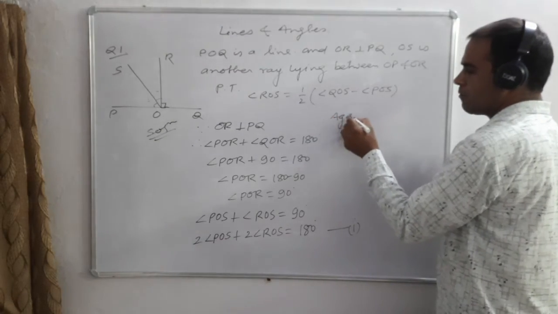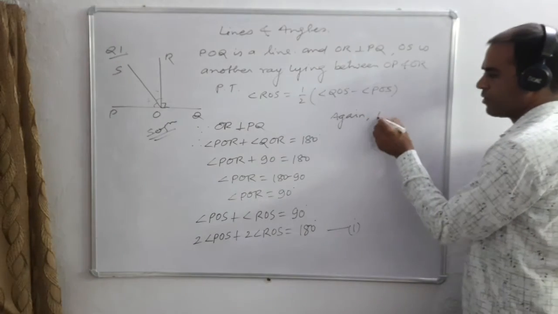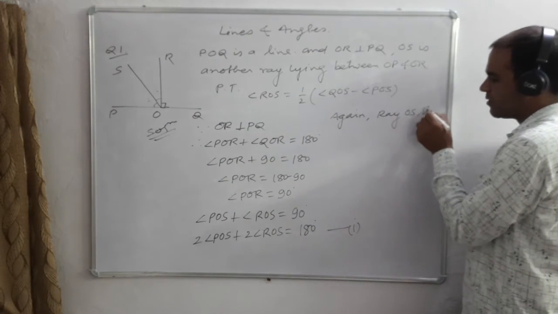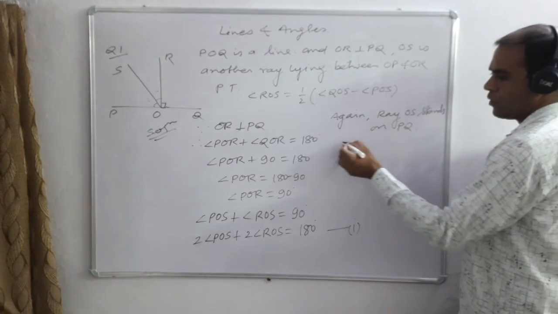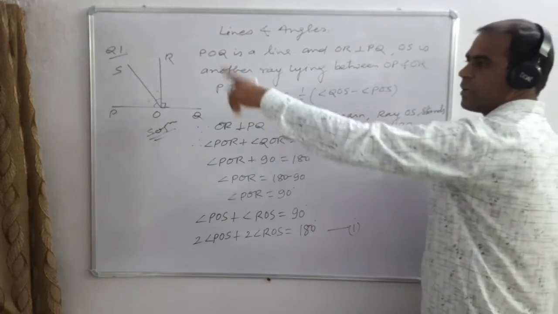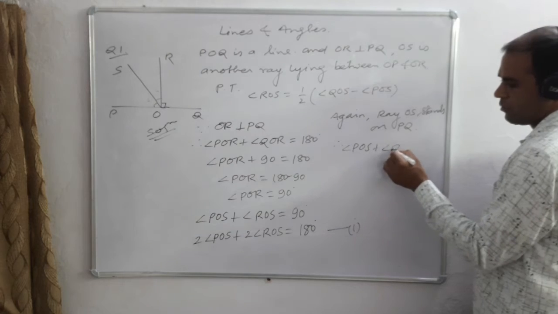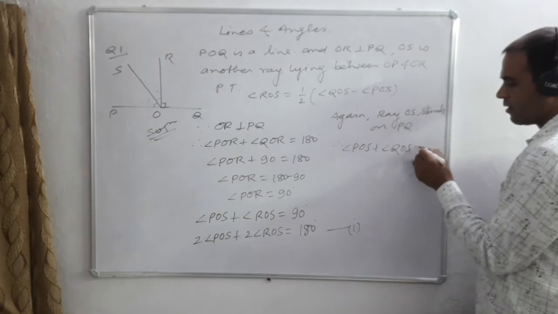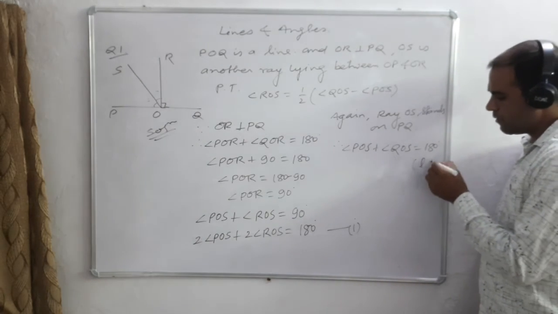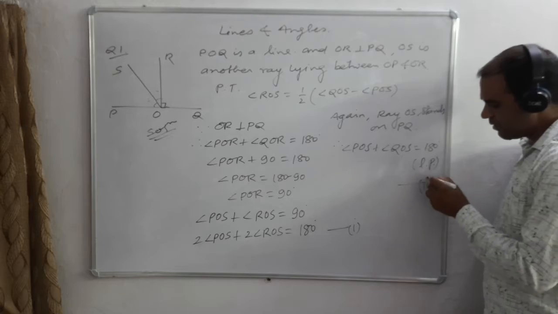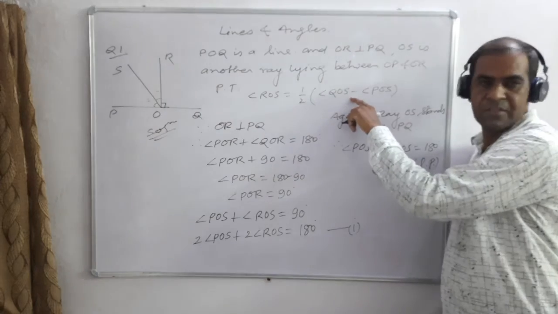Again, OS stands on PQ. Therefore, angle POS plus angle QOS equals 180 degrees. Its reason is linear pair, and this is the second equation. And from the first and second, we will find our answer.